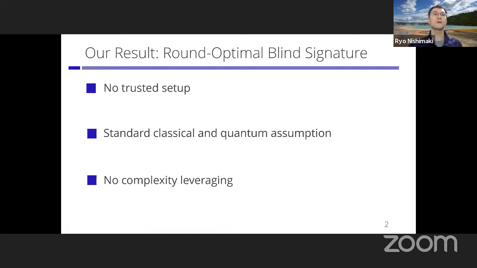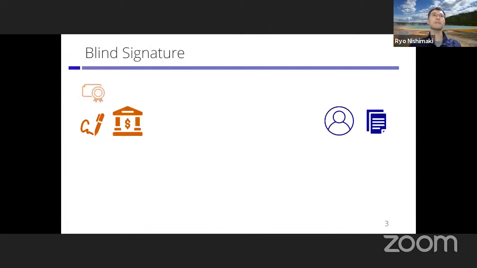Our talk was assigned to post-quantum cryptography, but actually our protocol is not post-quantum secure because we use standard classical assumptions. And our protocol does not rely on complexity leveraging. Okay. So first, let me review the notion of blind signature.